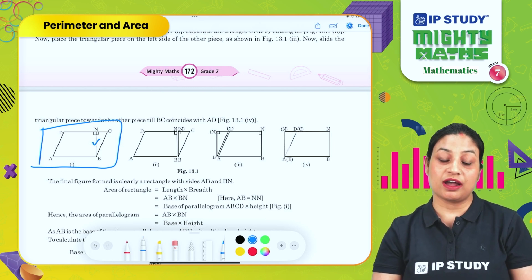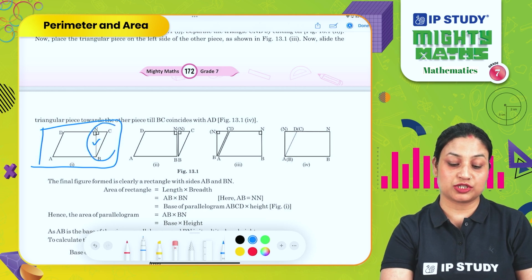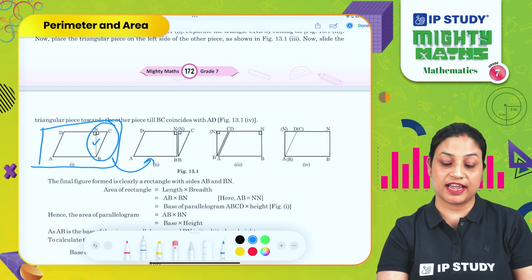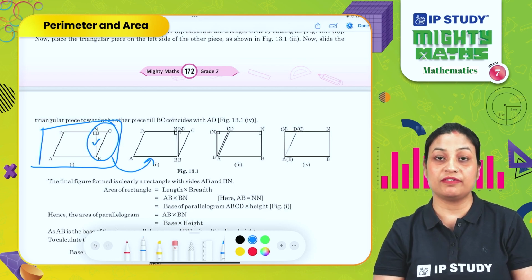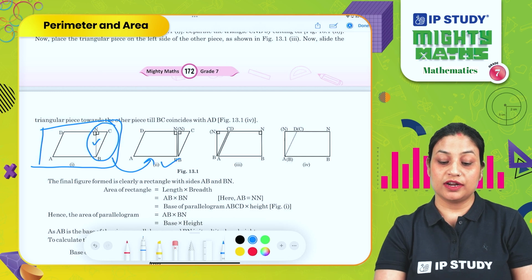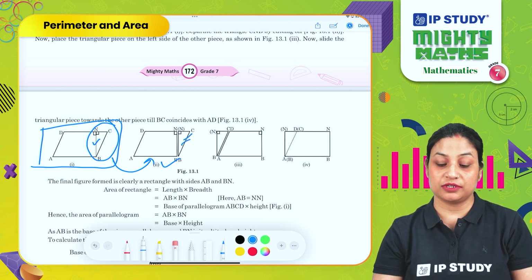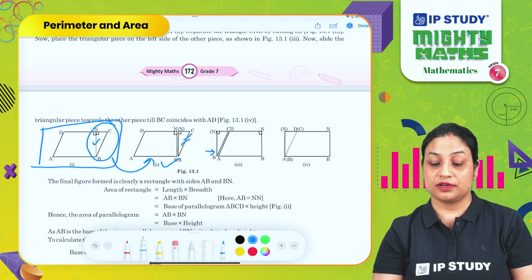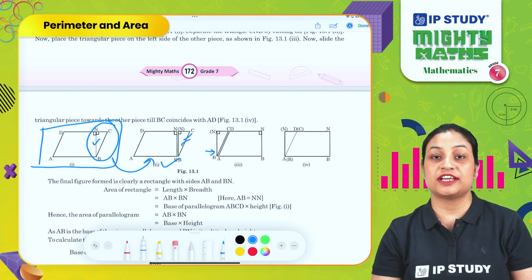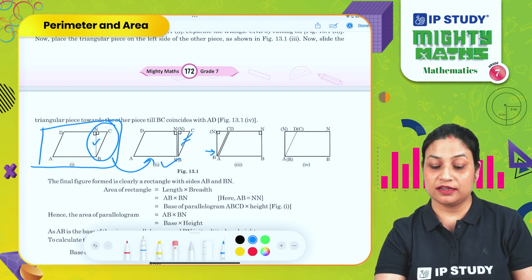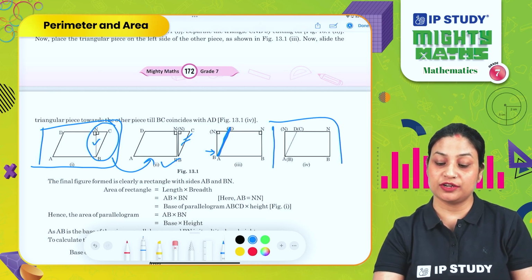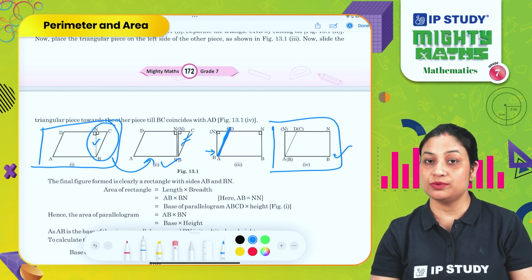Okay. Next, you have to cut this triangle, this one. It is shown in the next step. So triangle CNB is separated from the given parallelogram. Now next, take this triangle that you have cut out to the other side and try to join it with the rest of the parallelogram in such a way that the line CB and AD overlap. When it happens, what you will get? You will get this figure, and it is similar to a rectangle.